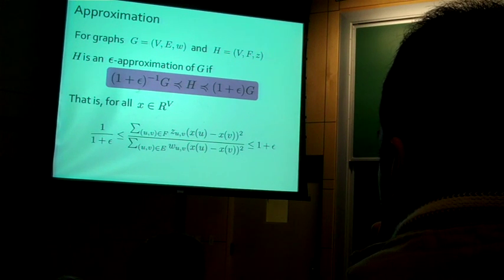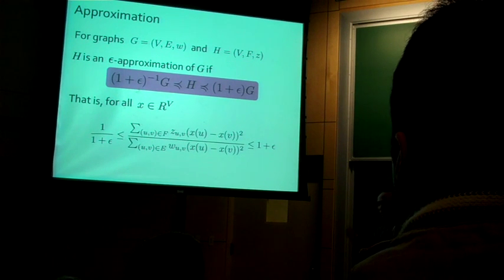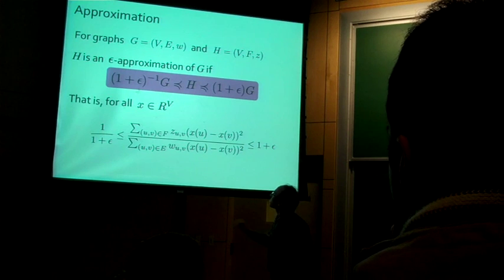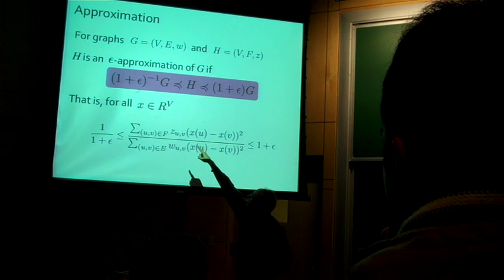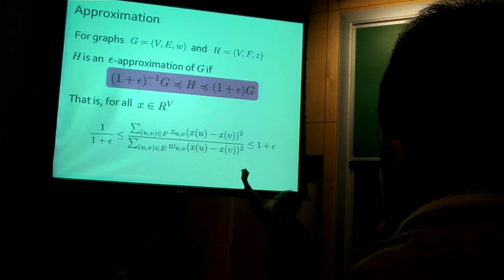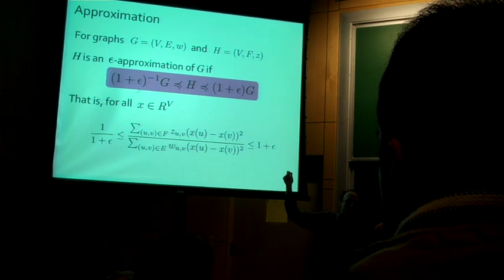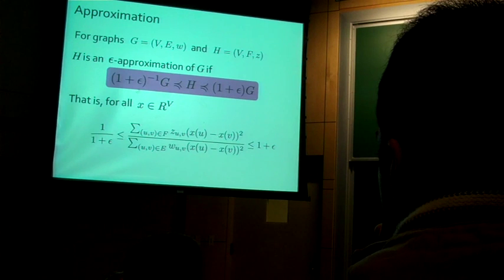I will warn you that in different papers I use different definitions. But this one is convenient. Usually in talks I put a 1 minus epsilon there instead of a 1 over 1 plus epsilon, but putting the 1 over 1 plus epsilon is nice because then the relation is symmetric. So I made a slightly messier formula so that H is an epsilon approximation of G if and only if G is an epsilon approximation of H.